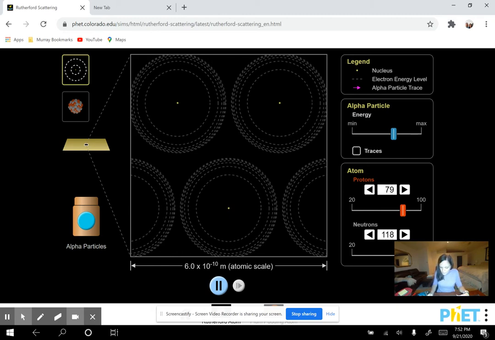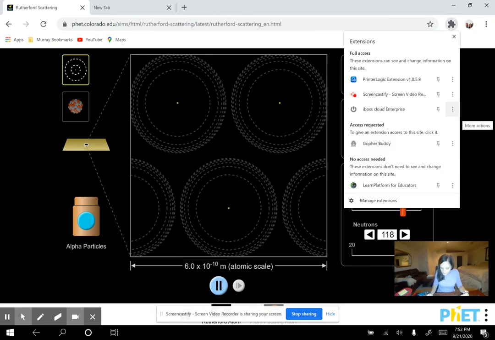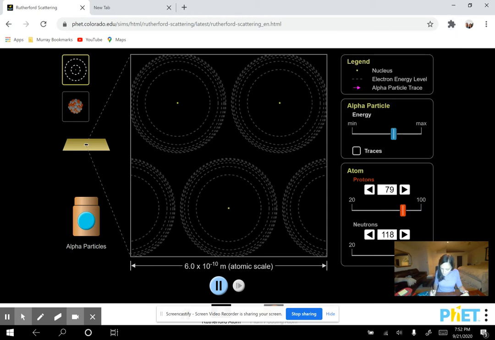And when we look at this, we will have a bunch of different things that we can play with. We have the alpha particle shooter right here, and this blue button here turns it on and off. We have our legend of the different particles that we are going to be using. So we have a nucleus, the electron energy level, alpha particle trace. We have alpha particle energies. We can make the energy smaller, pushing this slide bar to the min, or bigger, pushing it to the max.